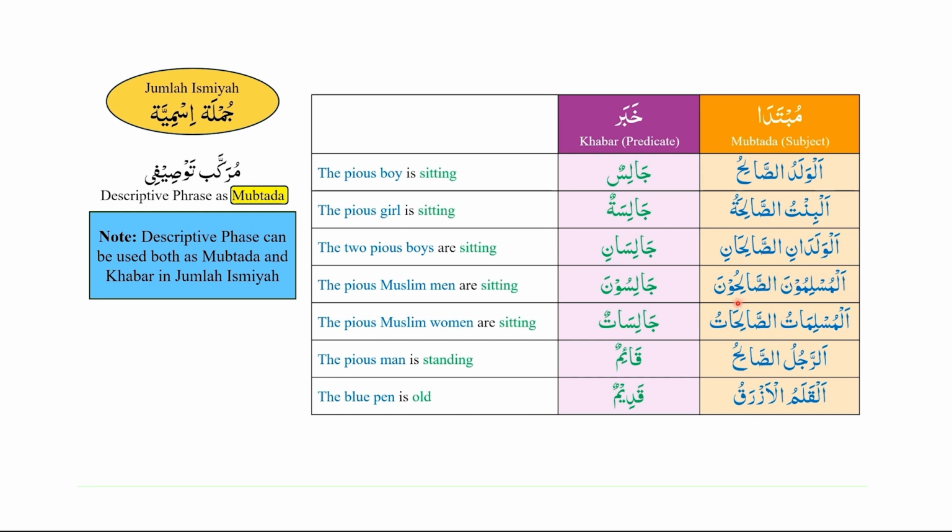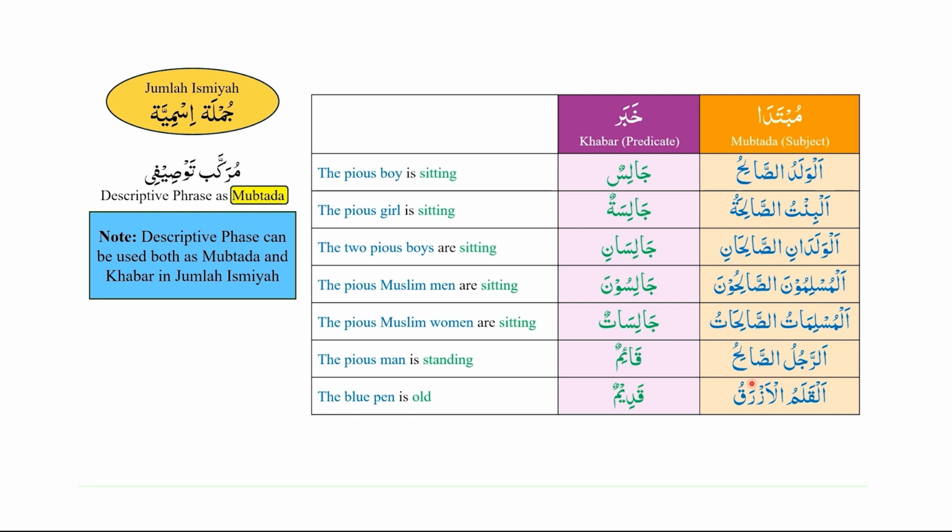Al-muslimuna as-salihuna jalisuna. The pious Muslim men are sitting. Again, note the una ending sound indicating masculine non-broken plural and rafa status. Al-muslimatu salihatu jalisatun. Here we will notice atun and atu ending sounds, which are used to indicate feminine non-broken plural and rafa status. The pious Muslim women are sitting.